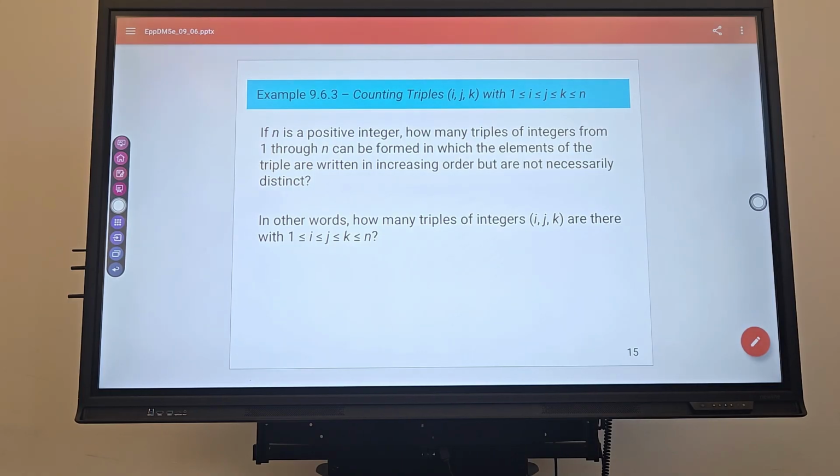If n is a positive integer, how many triples of integers from 1 through n can be formed in which the elements of the triple are written in increasing order, but are not necessarily distinct? In other words, how many triples of integers i, j, and k are there with 1 less than or equal to i, less than or equal to j, less than or equal to k, less than or equal to n?